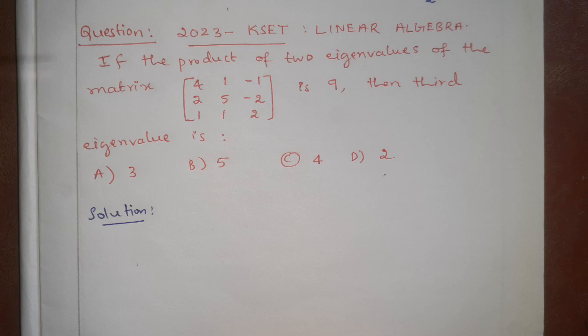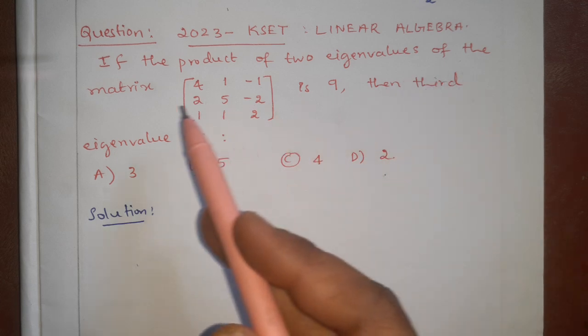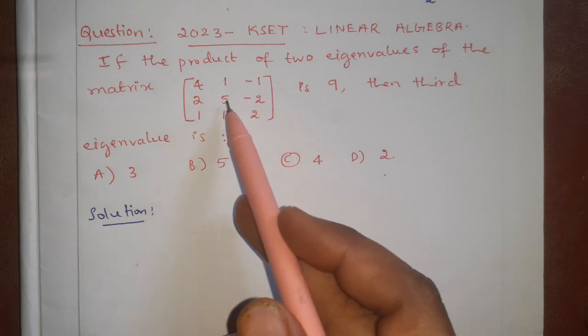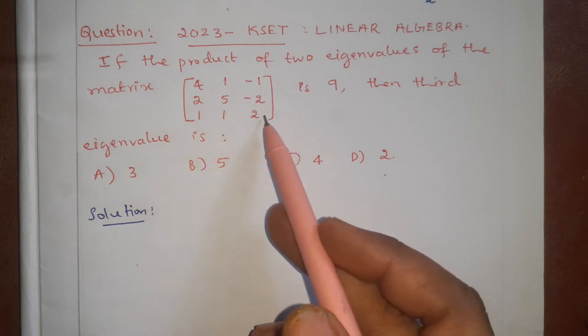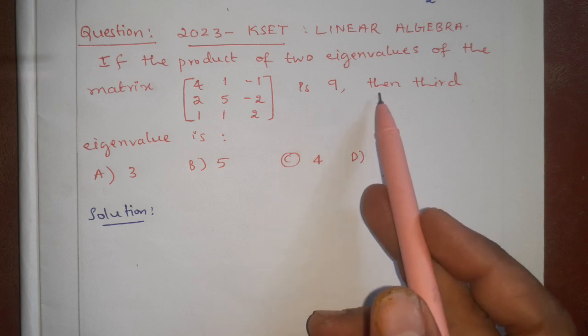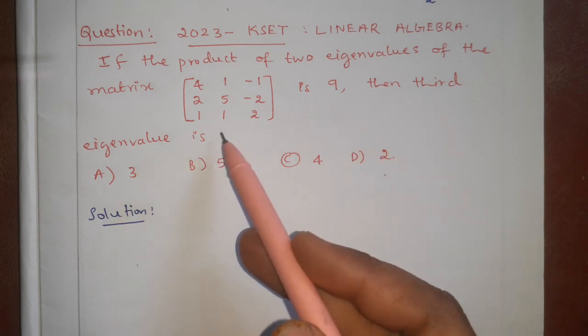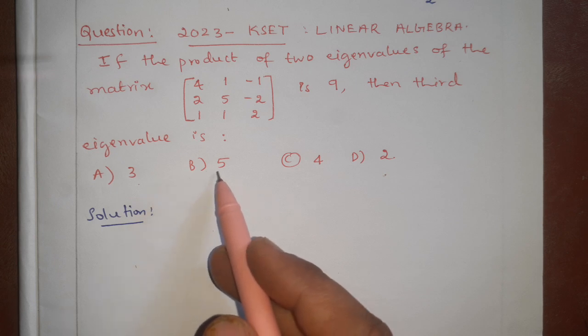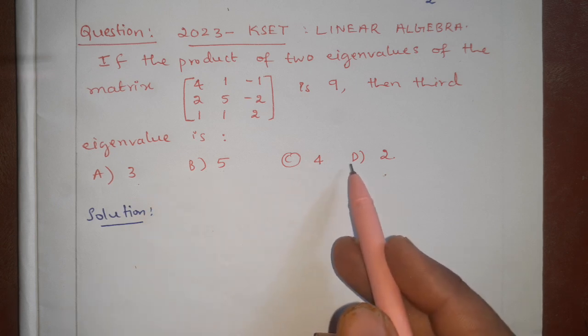Today we will discuss a question from linear algebra which is asked in the KSET examination 2023. The question is, if the product of two eigenvalues of the matrix [4, 1, -1; 2, 5, -2; 1, 1, 2] is 9, then the third eigenvalue is: option A 3, option B 5, option C 4, option D 2.